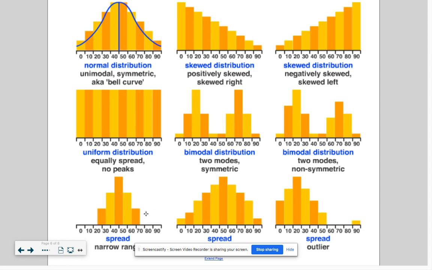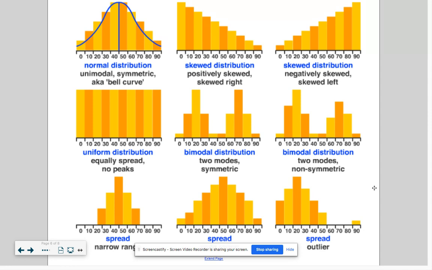So this down here is talking about spread. This has a low spread. This has a higher spread. So the standard deviation of this would be smaller than the standard deviation of this, right? This would have a larger standard deviation. And this one would be similar to the first one in spread, but this outlier will affect some of the spread. Like if you calculate the standard deviation, this outlier will affect the standard deviation, as well as affecting the mean. Like the mean will be pulled that direction because of that outlier data point.